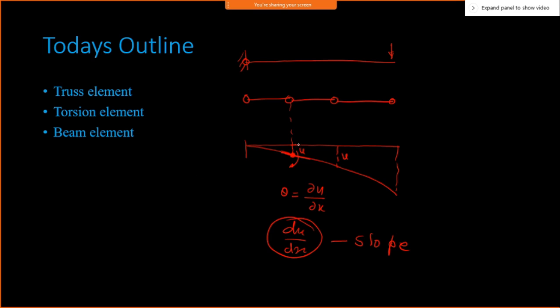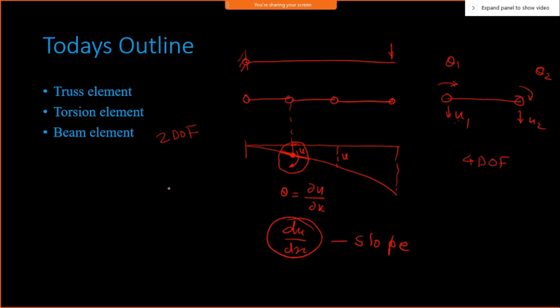That's what each node will have, 2 degrees of freedom, and that's what this beam element will have. If I consider a single beam element: one is deformation u1 and here it is theta 1, and then deformation u2 and theta 2. So each node has 2 degrees of freedom, one is displacement, another is a rotation, and that's what makes this a 4 degree of freedom system.